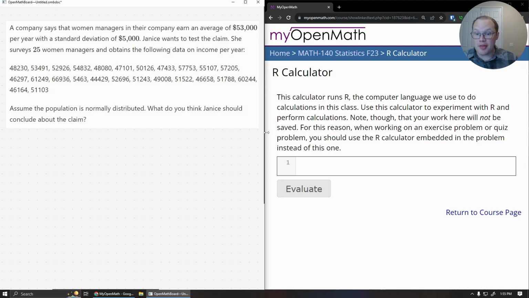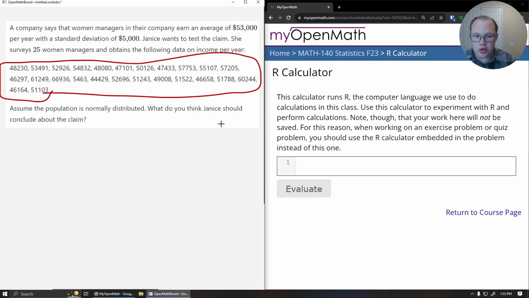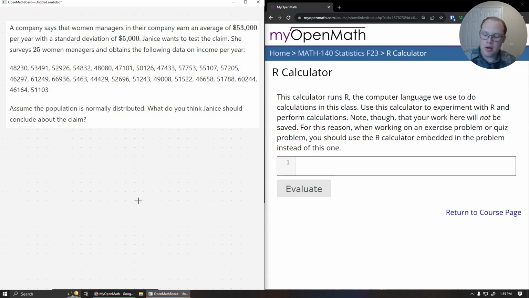So this is a hypothesis test. The company makes a claim about what they pay their women managers. We have sample data already gathered for us, and we want to test the claim the company made using the sample data we've gathered. Okay? So for a hypothesis test, we start with step 1. State the hypothesis.